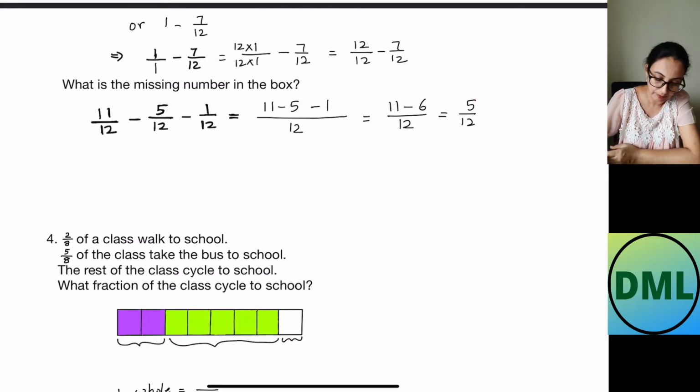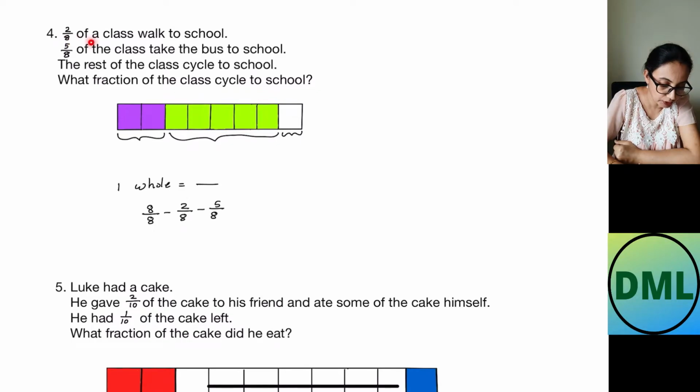Let's see one more example here. 2/8 of a class walk to school. 5/8 of the class take the bus to school. The rest of the class cycle to school. What fraction of the class cycle to school? So the class has been divided into how many equal parts? 8 parts, right? 8 equal parts. Let's see that. 1, 2, 3, 4, 5, 6, 7, 8.